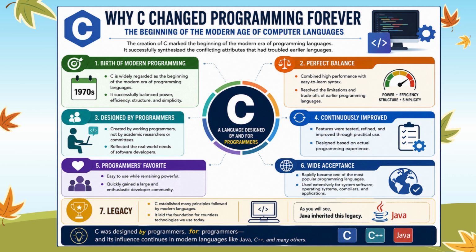A language designed by and for programmers. C was created to solve real programming problems. It focused on giving programmers both control and productivity, making it one of the most influential languages ever developed. At the end, we'll say modern programming evolved. Many languages inherited the ideas introduced by C, which was designed by programmers, for programmers, and its influence continues in modern languages like Java, C++, and many others.